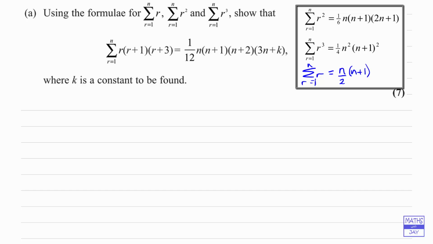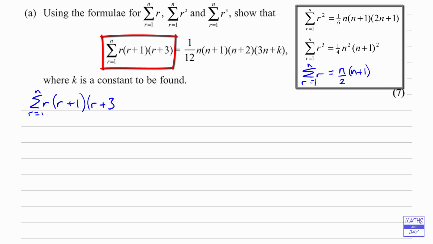So now let's start with the summation that we've been given. So we're summing r equals 1 to n r times r plus 1 times r plus 3. So we can see that to begin with we need to multiply that lot out. So I would multiply r plus 1 by r plus 3 first of all, and then multiply that by r.